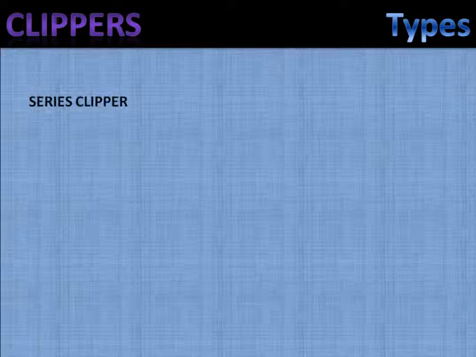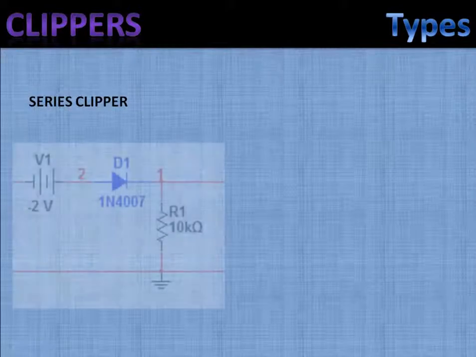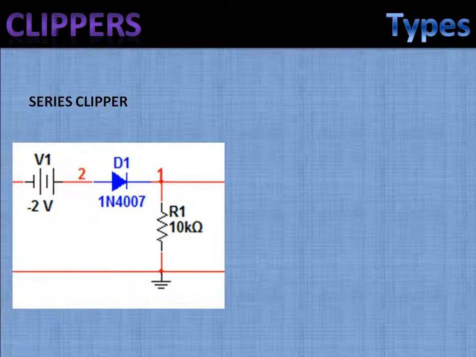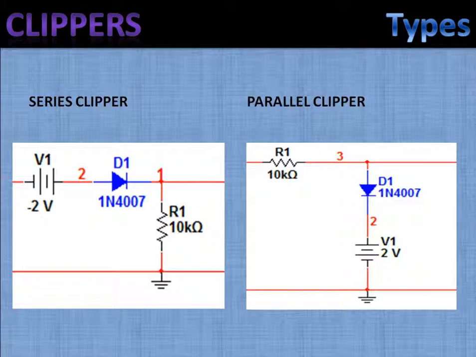Clipping circuits basically are of two types, namely series and parallel type. In series type, the diode is connected in series with the load. In parallel type, the diode is connected in parallel with the load. In series clipper, output impedance is less as the resistance in the forward path is very less, that is, only the forward resistance of the diode. In shunt clipper, the output impedance is high as the 10 kilo ohm resistor comes directly in the forward path. It provides a very high impedance to the load.